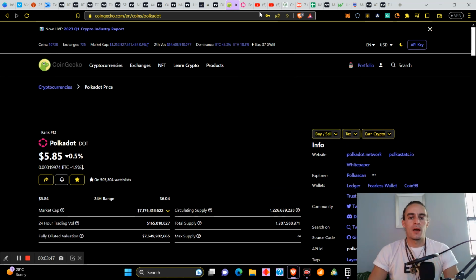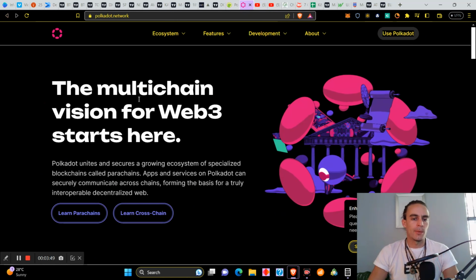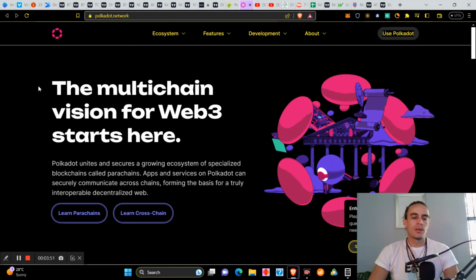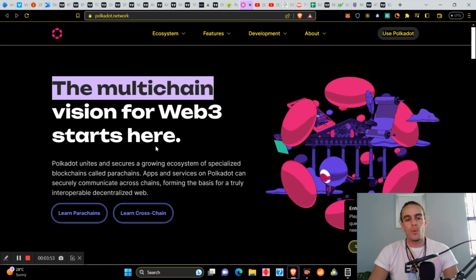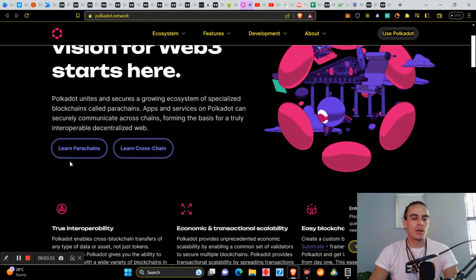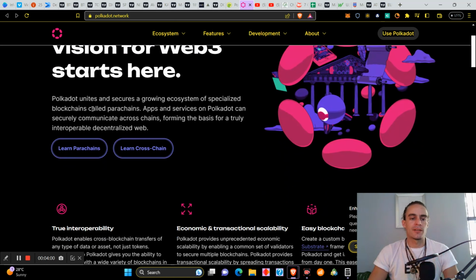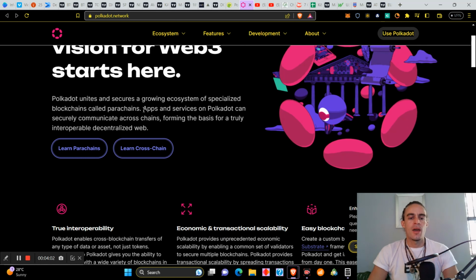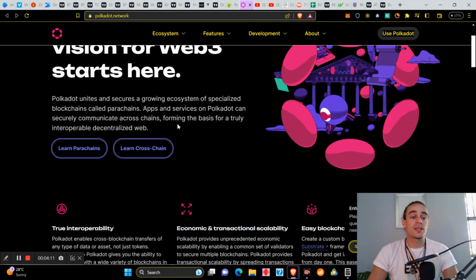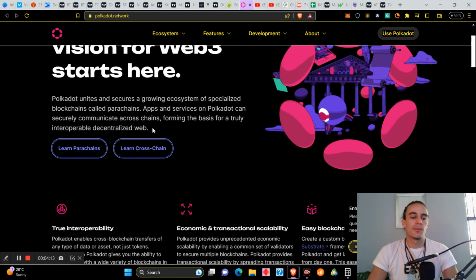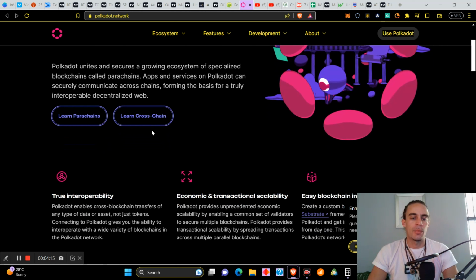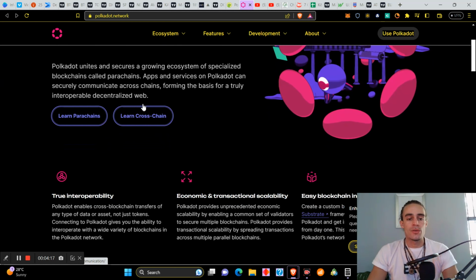Now let's have a quick look at what Polkadot actually is. Polkadot is the multi-chain vision for Web3, and it starts here. Polkadot unites and secures a growing ecosystem of specialized blockchains called parachains. Apps and services on Polkadot can securely communicate across chains, forming the basis for a truly interoperable, decentralized Web3, or web.